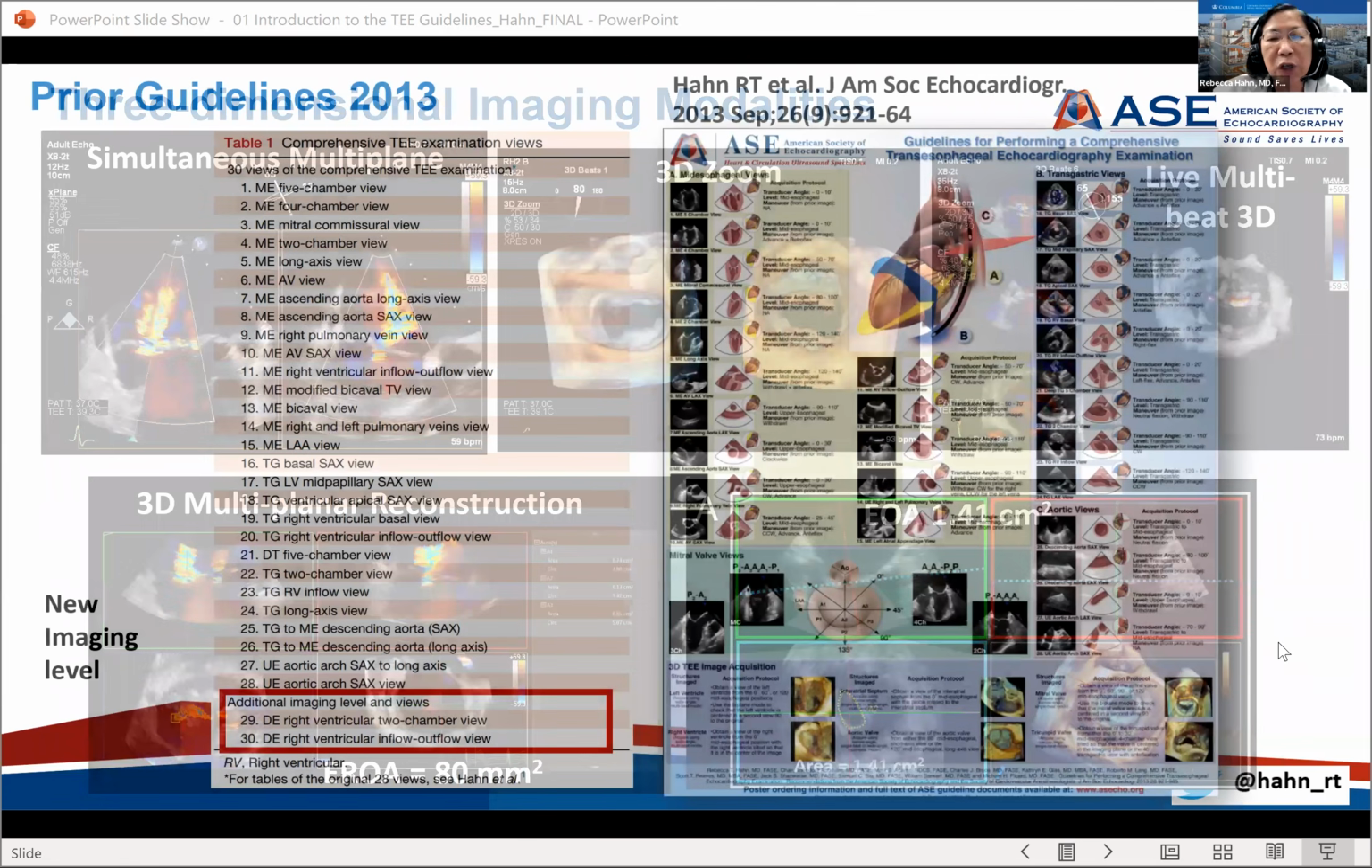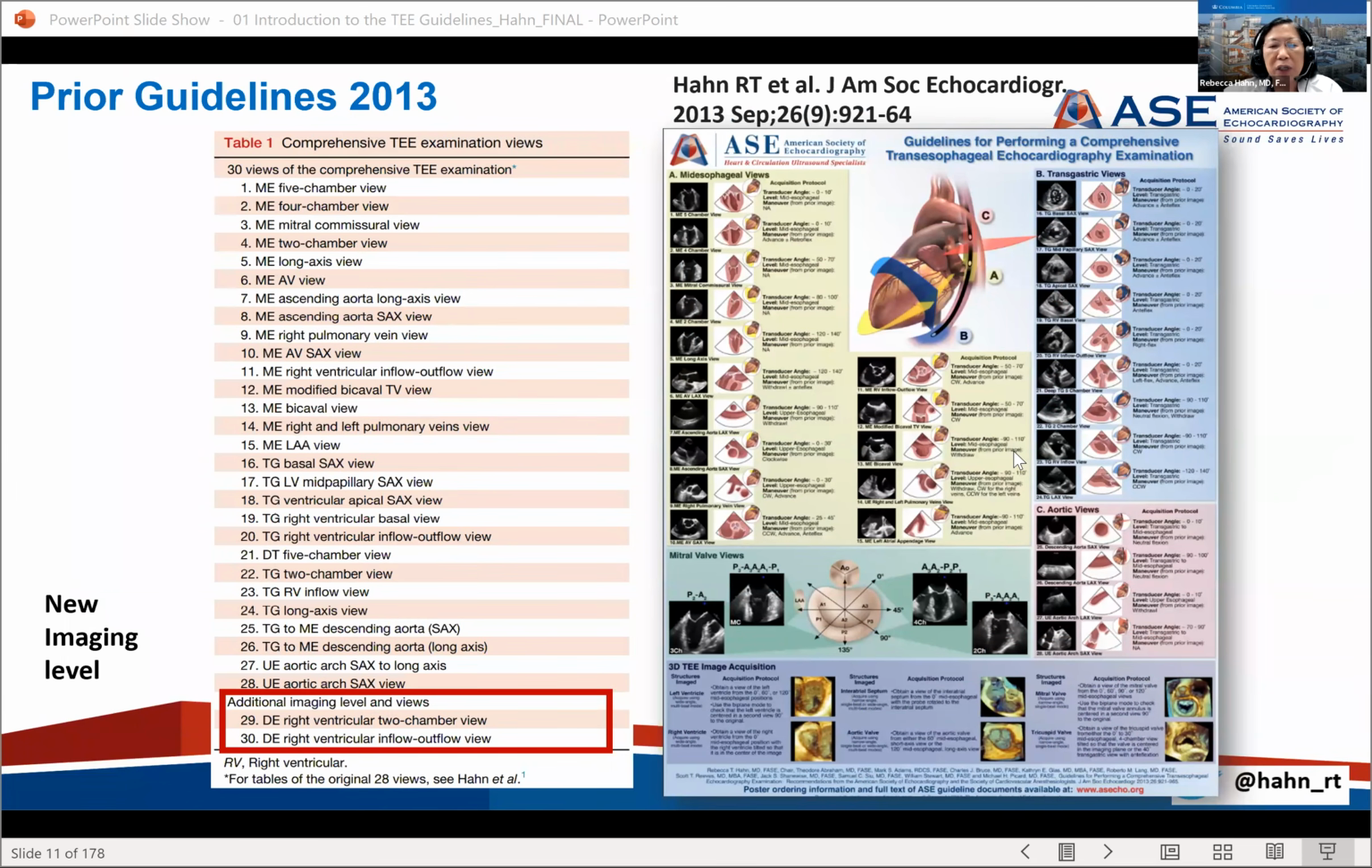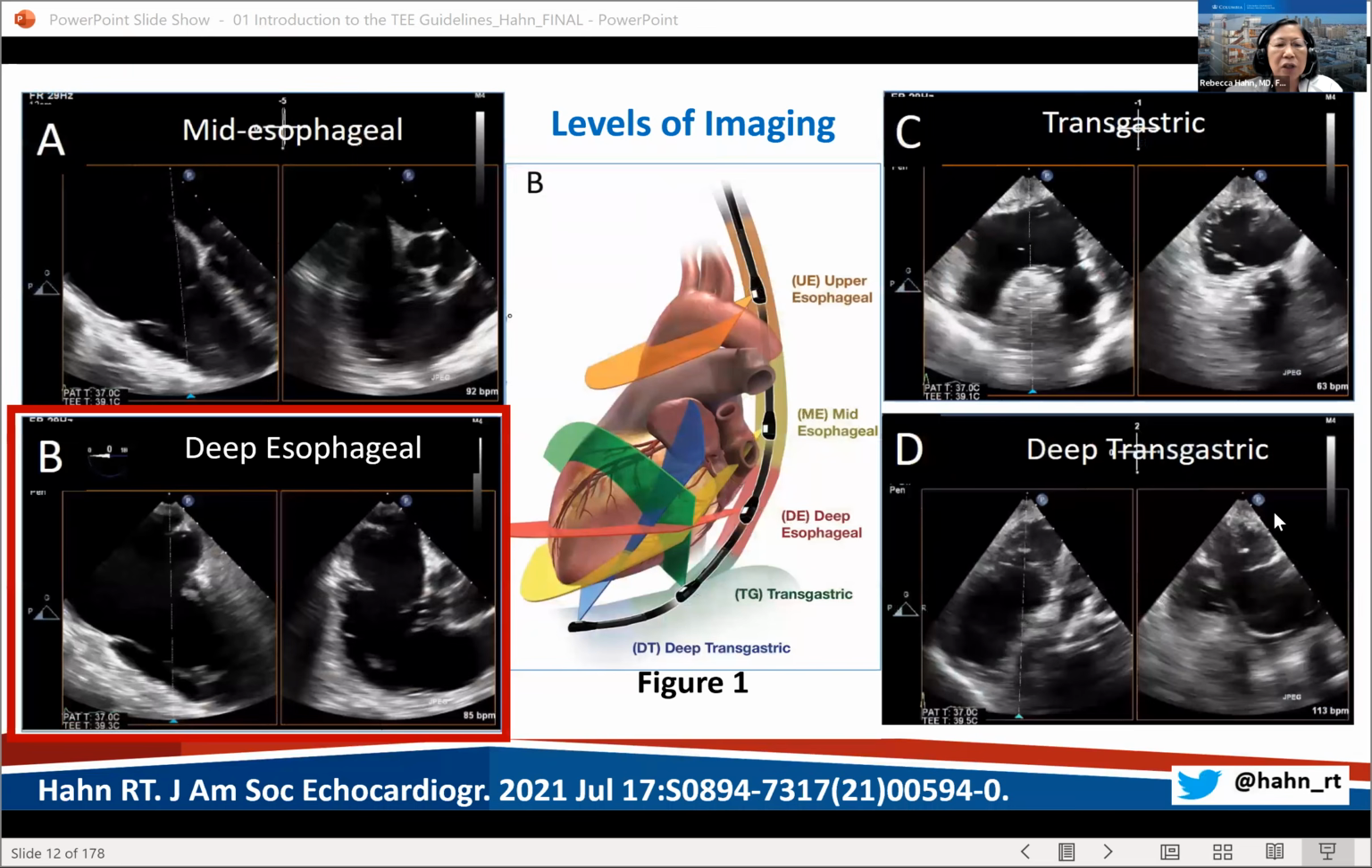I don't want anyone to forget the original guidelines. This is from 2013, the poster that was generated with the 28 images that were recommended in the comprehensive TE exam of 2013. And then we've added the new imaging level, and therefore 2 new imaging parameters that you should be acquiring, particularly when you're assessing the tricuspid valve.